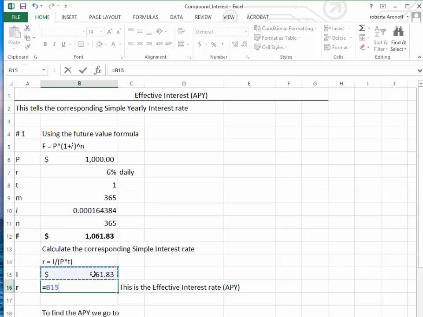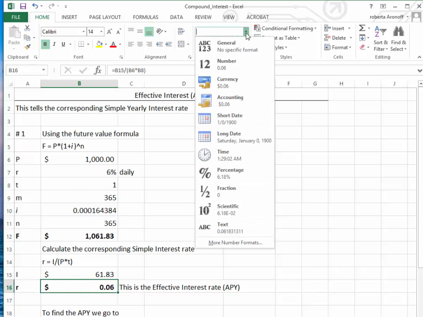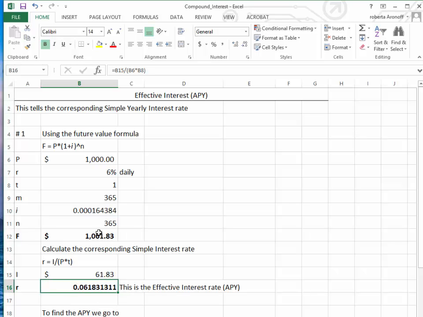So using the interest rate formula, the simple interest rate is equal to the amount of interest earned divided by, open parenthesis, P, which is the principal, times the time, which is 1, close the parenthesis. And of course, since it's money, this is in that format. We're going to change this to general. And look, we have our simple interest rate, or basically the simple interest rate per year that corresponds to 6% compounded daily.